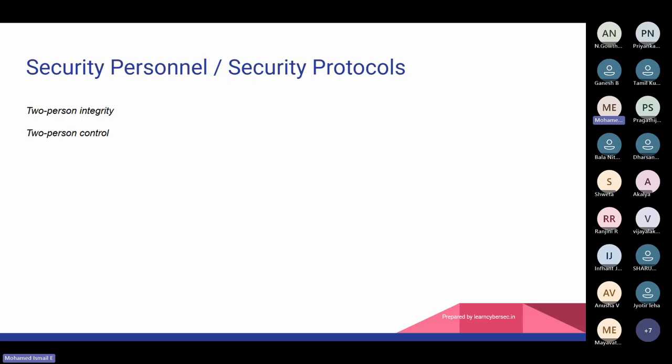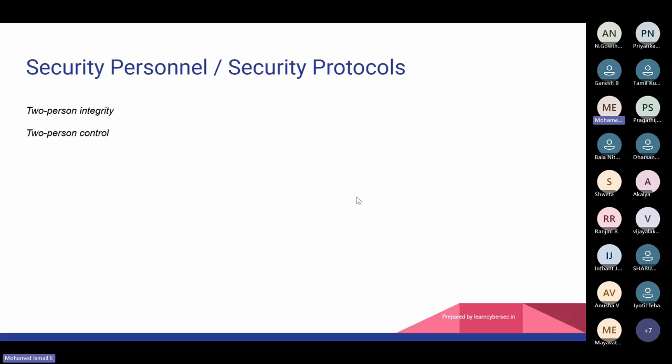The first person needs to give the key, then the second person also needs to give the key, and only then can they trigger the nuclear bomb. Similarly, in enterprises, there are tasks that cannot be done single-handedly, but two persons need to join together, and only then can they implement or do the task. That is called a two-person control.